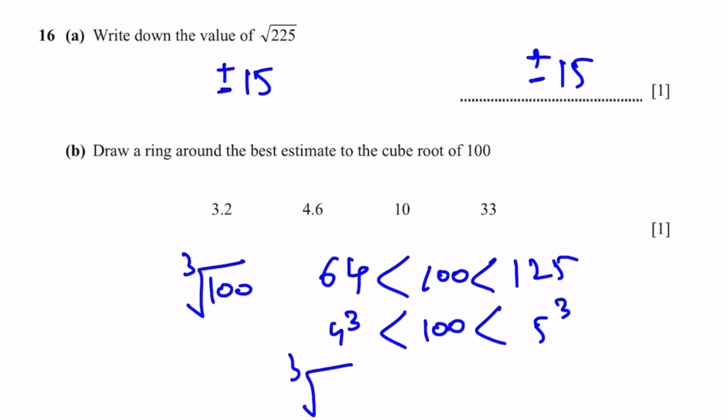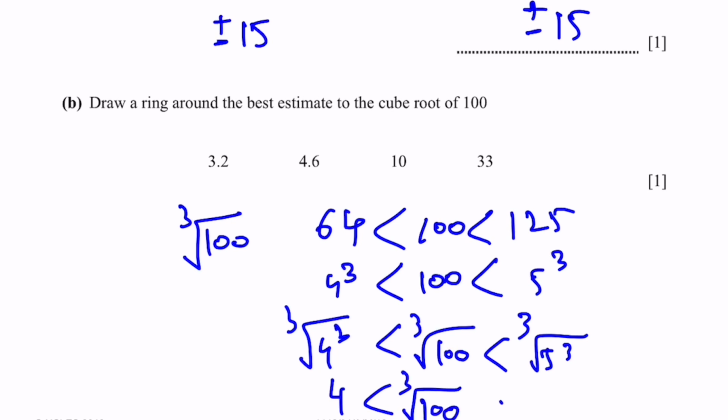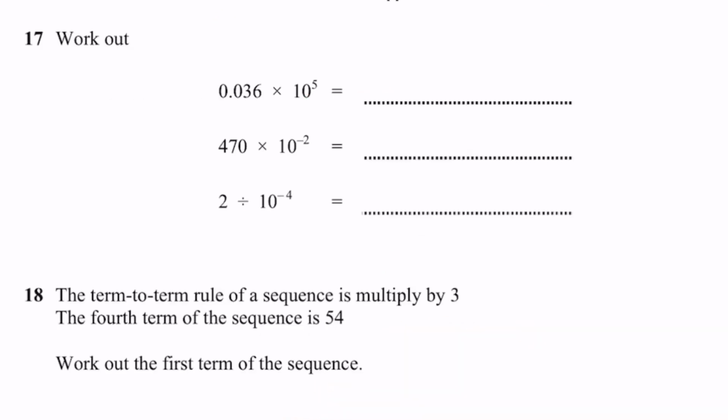Now we can cube root all of that. Cube root of 4 cubed is less than cube root of 100, which is less than cube root of 5 cubed. 4 is less than cube root of 100, which is less than 5. That means it has to be between 4 and 5, which is 4.6. That's the answer.